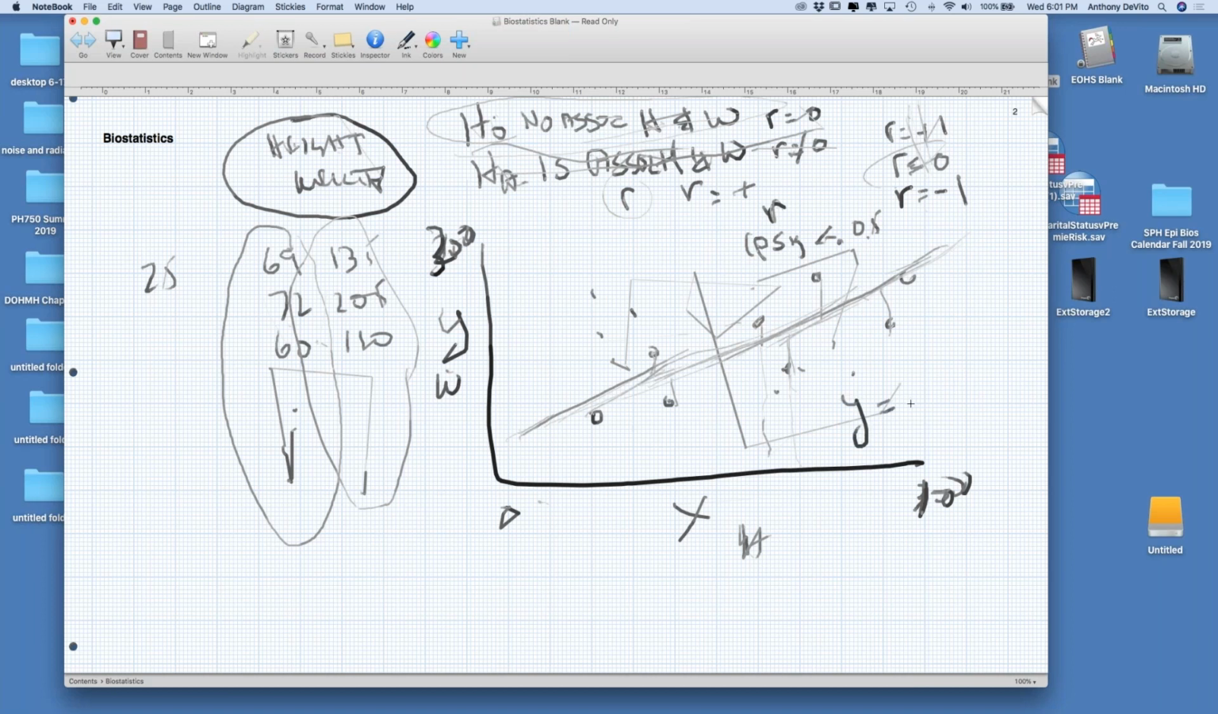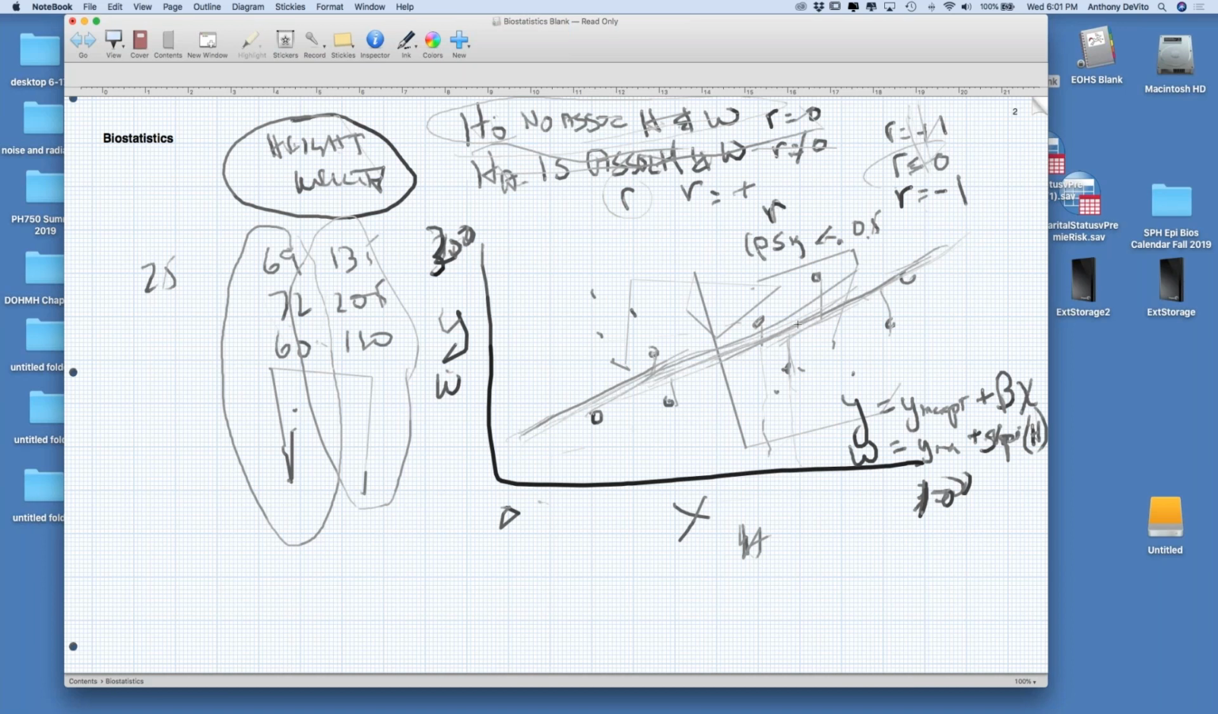Y is equal to the y-intercept, some constant called the y-intercept, plus some value b, the slope b, times the value of x. And what is that? That's the weight is equal to the y-intercept plus the slope of the line times the person's height. Right?